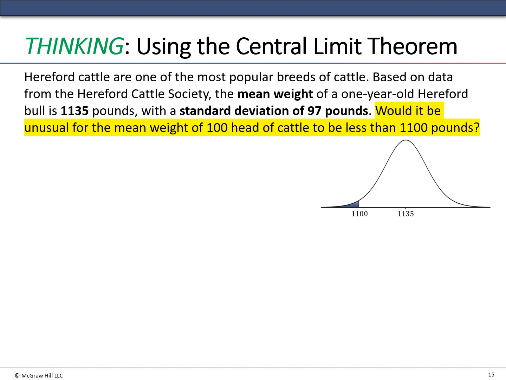Let's try another one. This is a new example. Again, read through it, hit pause, and see if you can complete this. Hereford cattle are the most popular breeds of cattle. Based on data from the Hereford Cattle Society, the mean weight of a 1-year-old Hereford bull is 1,135 pounds, with a standard deviation of 97 pounds. Would it be unusual for the mean weight of 100 cattle to be less than 1,100 pounds?